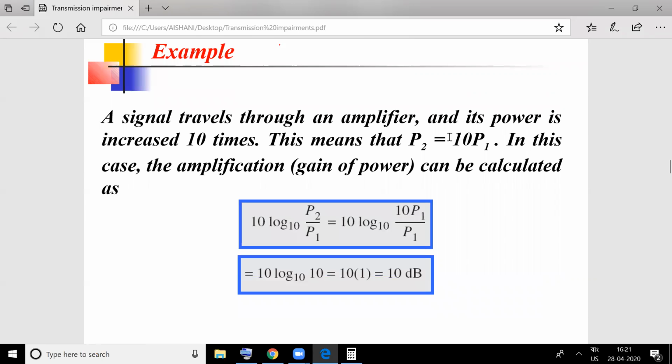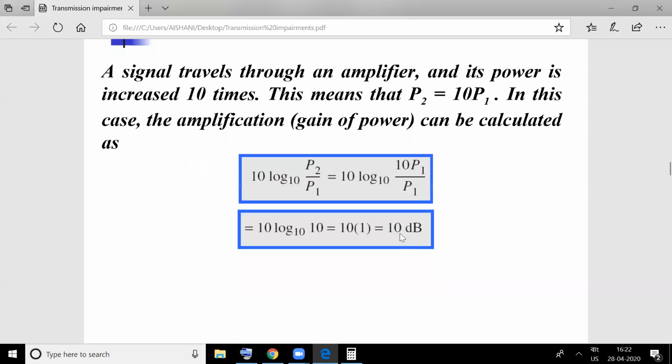Signal travels through an amplifier where P2 becomes 10 times P1. P2 is 10 P1 because of the amplification. So we can write 10 P1 in place of P2, and finally P1 will be cancelled and it will be 10 log 10 to the base 10. Log 10 to the base 10 will become 1, so it will be 10 into 1, that means 10 dB. Here you can see the result is coming in positive.